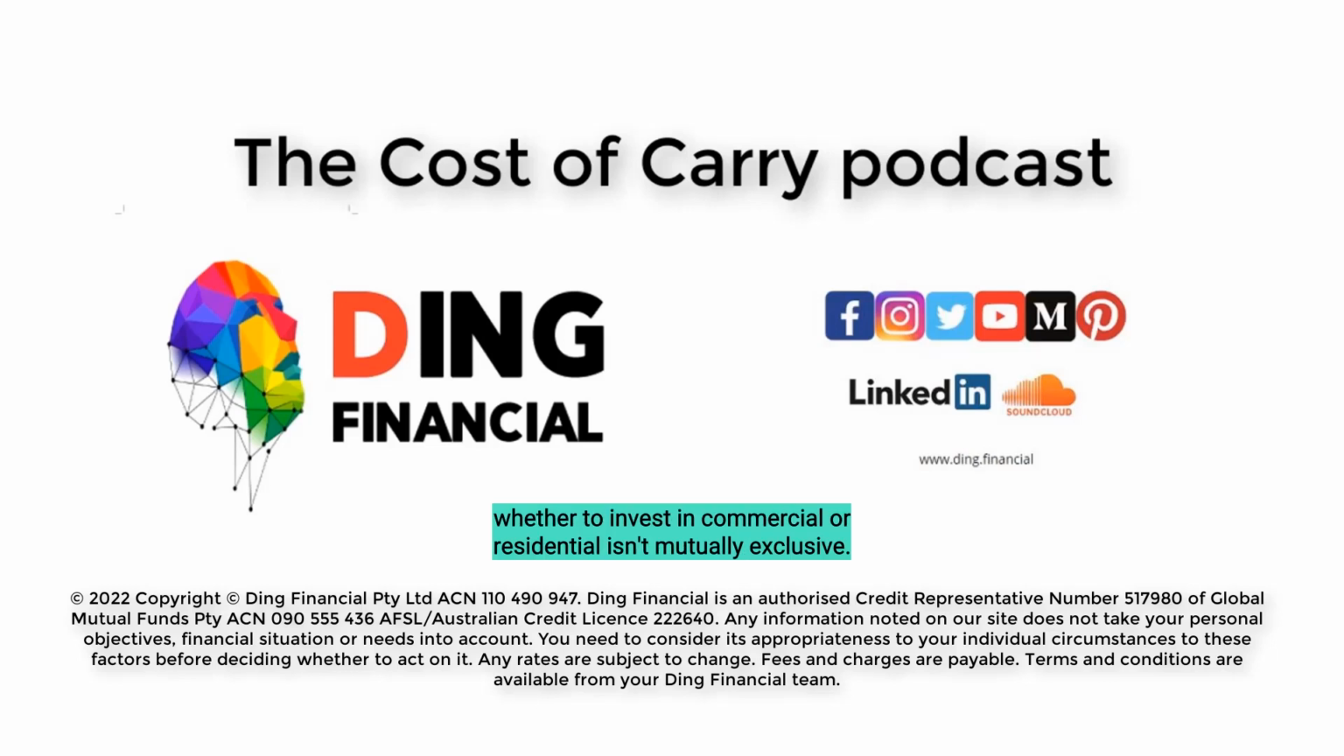Ultimately, whether to invest in commercial or residential isn't mutually exclusive. A balanced property portfolio should contain a combination of both residential and commercial, and the mix will depend on where you are in your investment journey and what your financial goals are.